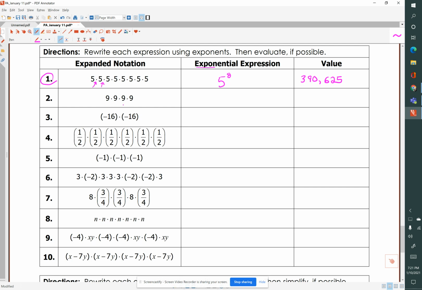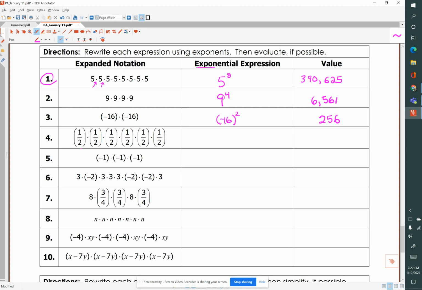So 9 times 9 times 9 times 9 is 9 to the 4th power, or 6,561. Negative 16 times negative 16 as an exponent, we would show it to be negative 16 in parentheses with an exponent of 2. But when you multiply a negative times a negative, you have a positive, in this case, 256.